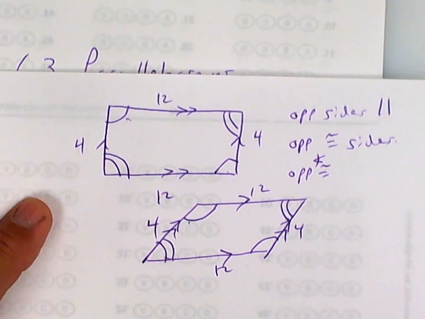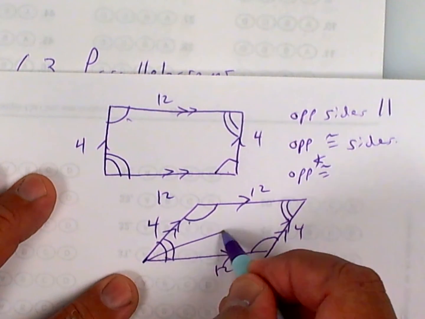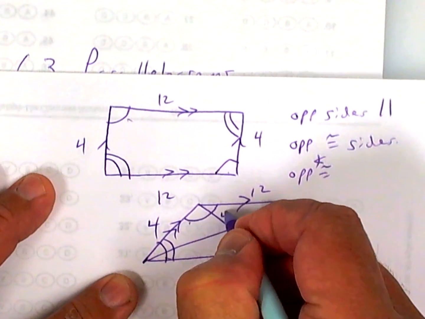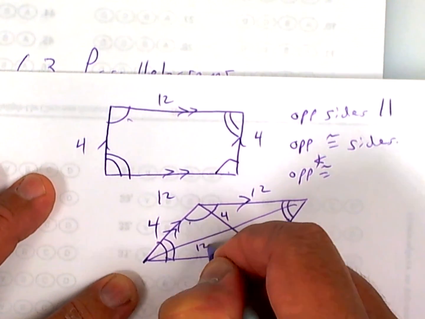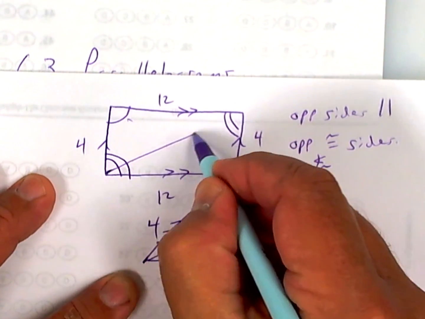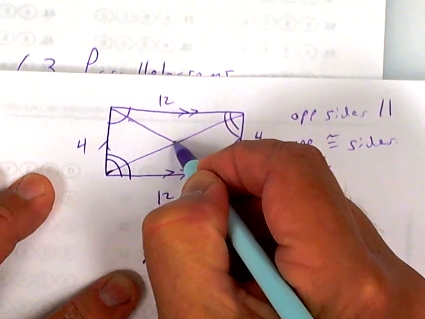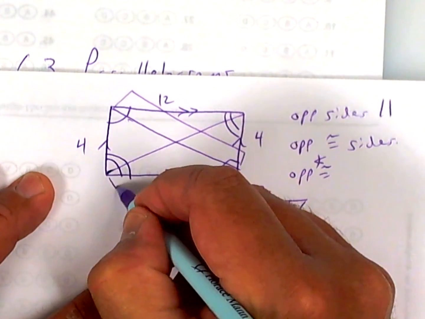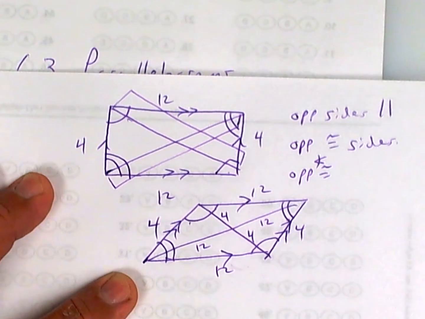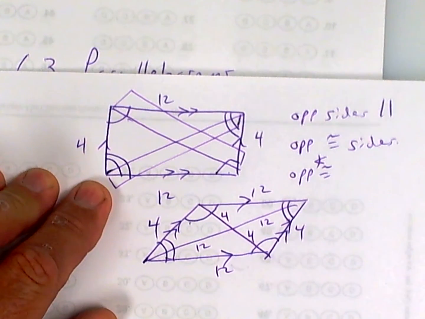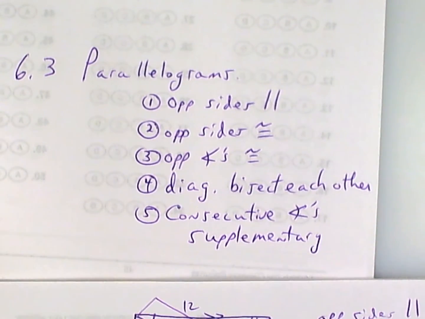Also, the diagonals bisect each other. So this diagonal cuts this one in half and vice versa. So let's say this is 4 and this is 4. This would be 12 and 12. They would be the same. And again, I'm just making these numbers up. But on a rectangle, they're exactly equal. So this one is equal to this one. So if this whole thing was 25, then the other one would be 25. So on a rectangle, the diagonals not only bisect each other, but the diagonals are equal. Make sure you know that. All right, and that's it.